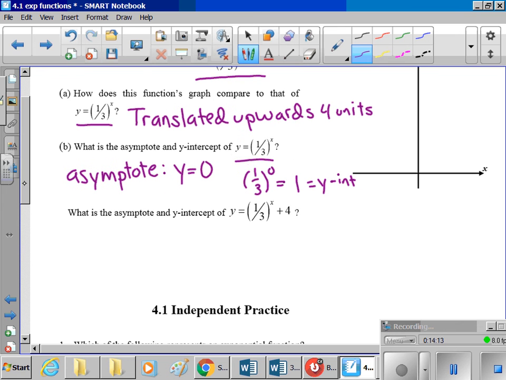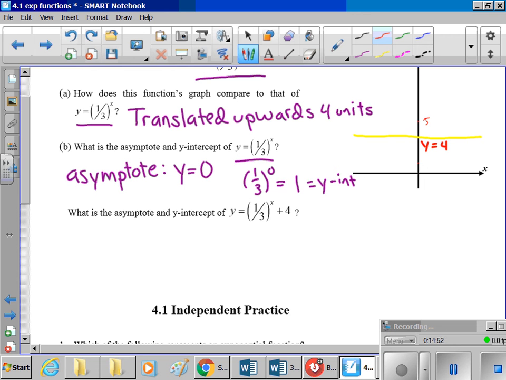Okay, so once we translate, what is our asymptote and y-intercept? All right, so once we bump up everything, our asymptote goes from y equals 0 and hops on up to y equals 4. And our y-intercept goes from 1 plus 4 to 5.